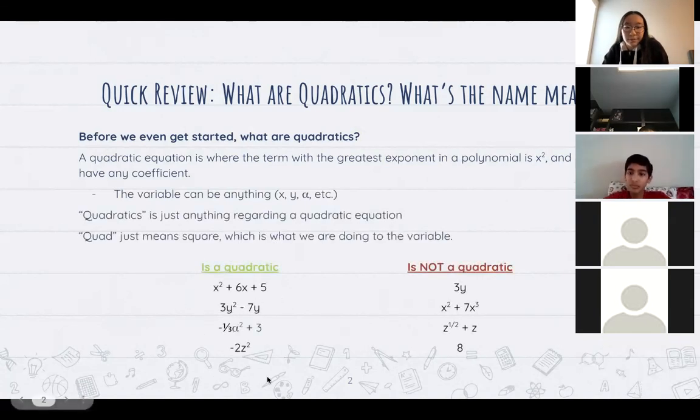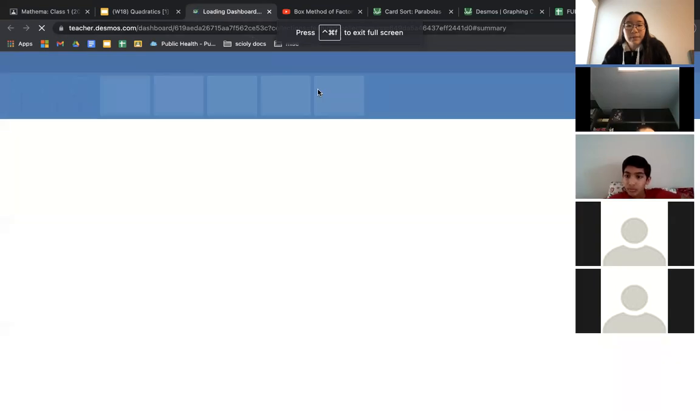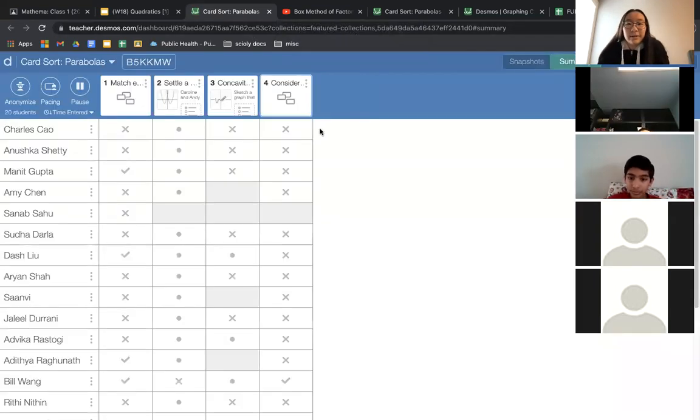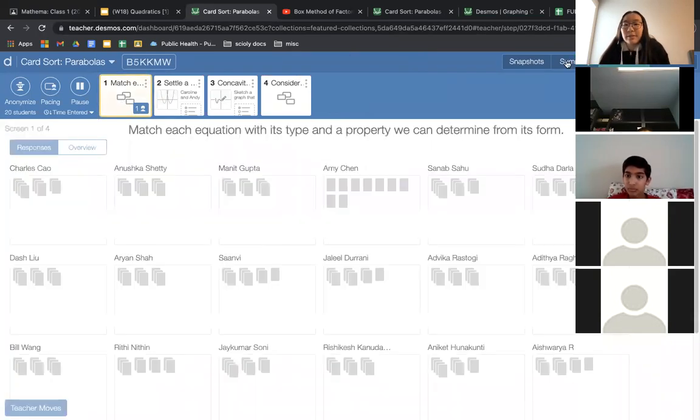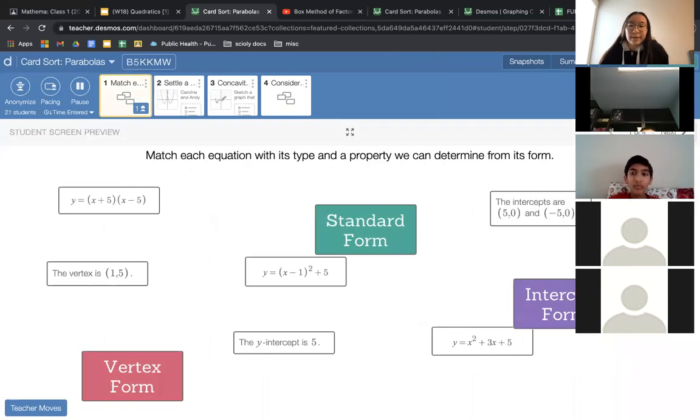And you can see some examples of things that are quadratics and things that are not quadratics. If you have an exponent of 3, that would not be a quadratic. It has to have an exponent of 2 as the greatest exponent. So this week's homework review is a little bit different. I'm not going to actually share the link with you guys. We're just going to go over it together, kind of like a lesson.